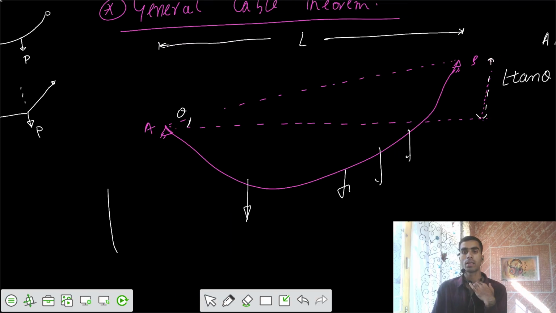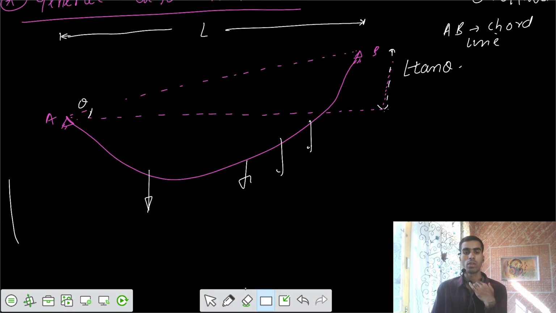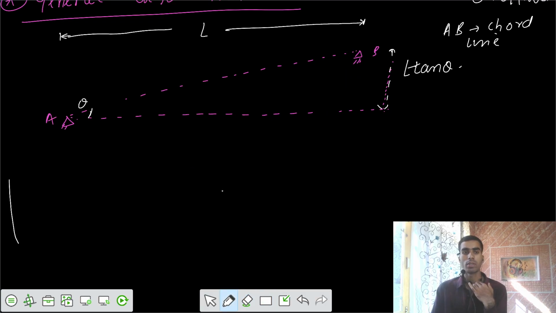Similarly, if you're applying a few loads, the profile gets changed. The profile would be some sort of straight line segments. Let's have a few segments, as we want a general derivation. What does the general cable theorem mean? Let's say there are a few point loads, and because of that your diagram looks like this. That cable takes this shape.